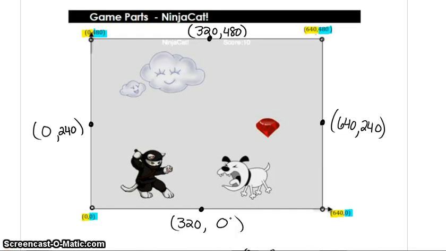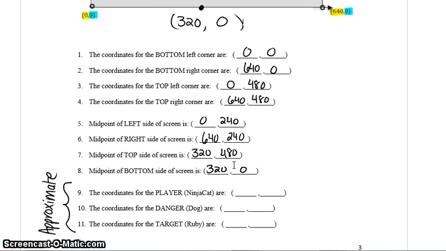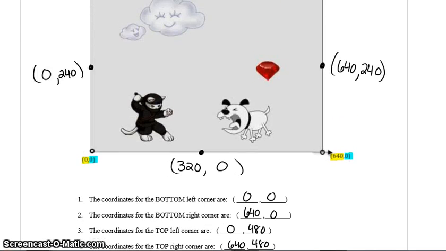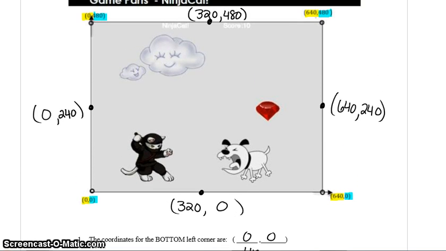Once you have 5 through 8 filled in, let's take a look at 9 through 11. Numbers 9 through 11 ask us for the coordinates of the player, the danger, and the target. So one thing that's important to recognize here is we can approximate the coordinates. We don't know exactly what location each of these characters are at because there's no grid here. We kind of have to estimate and approximate.